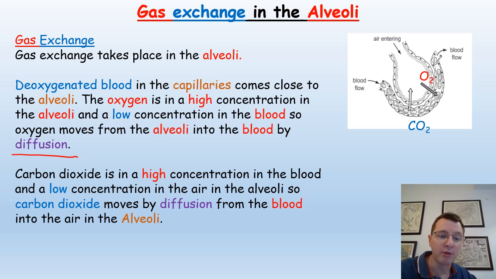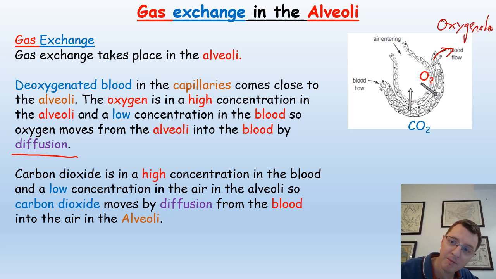Carbon dioxide, on the other hand, is in a high concentration in the blood and a low concentration in the air in the alveoli, so carbon dioxide moves by diffusion from the blood into the air in the alveoli. And as the blood flows away from the alveoli, that blood is now oxygenated. Blood rich in oxygen.